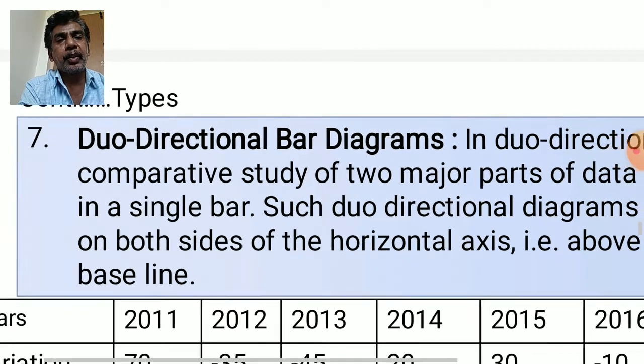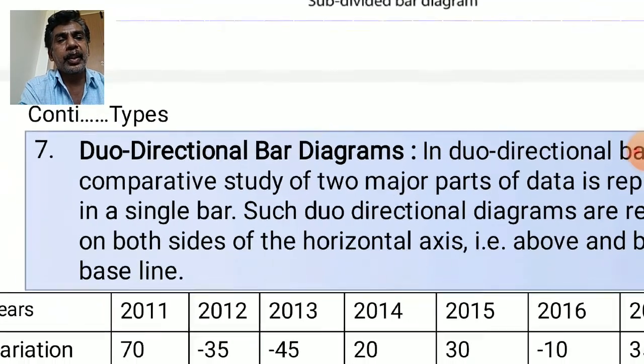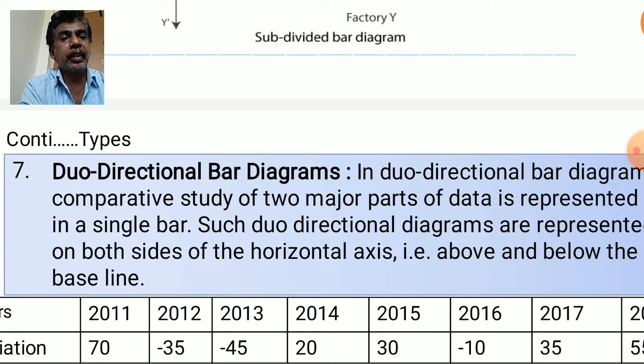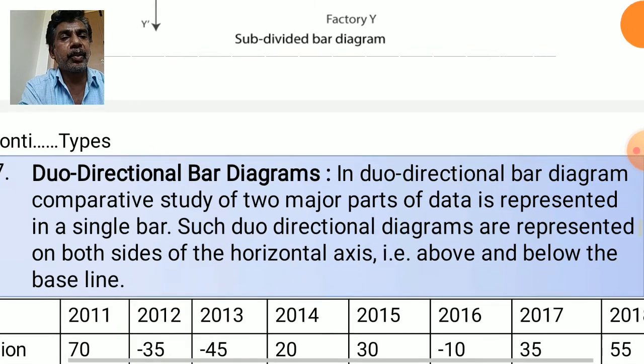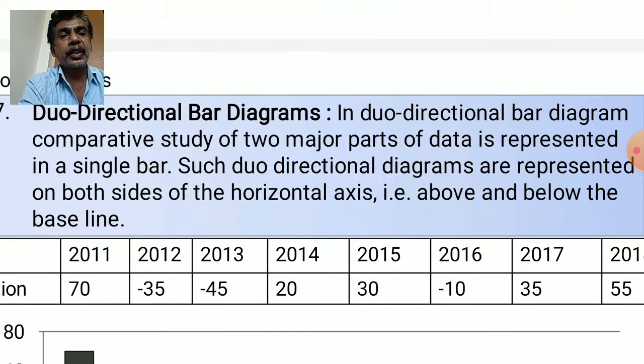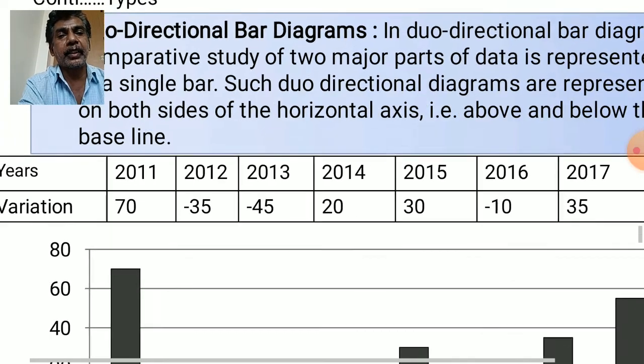Now, directional bar diagrams. So directional bar diagrams, this is one type of diagram, in which a comparative study of two major parts of data is represented. Comparative study of two major parts of the data is represented in a directional bar diagram. So such directional diagrams are represented on both sides of the horizontal axis. On the horizontal axis we show, that is above and below the baseline.